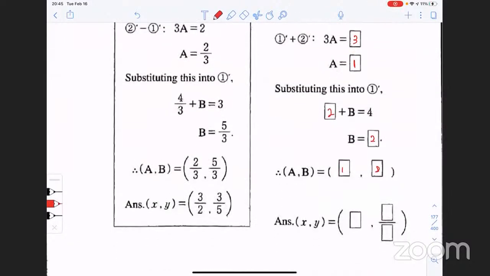If that's 1 and 2, oh, this 2 is ugly. 1 and 2. So my x is 1, because 1 over x is equal to 1. And my y, because b is equal to 1 over y. So if b is equal to 2, then y is equal to 1 over 2. So that's 1 over 2.